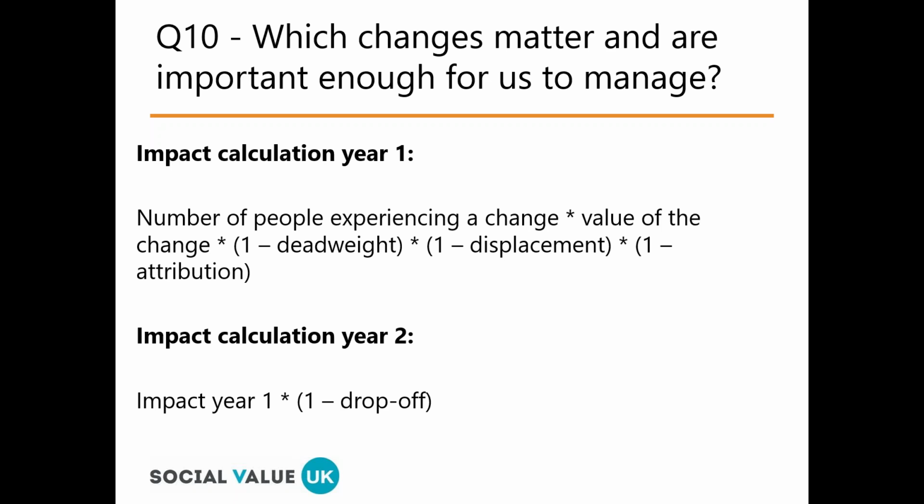If the value of those changes has been projected to last for more than a single year, we take the value from the impact calculation in year 1 and multiply it by 1 minus drop-off. So again, if drop-off is 20%, for example, it's the impact in year 1 multiplied by 1 minus 0.2. That gives us the impact in year 2. We repeat that calculation as required for the number of years that value is set to persist.